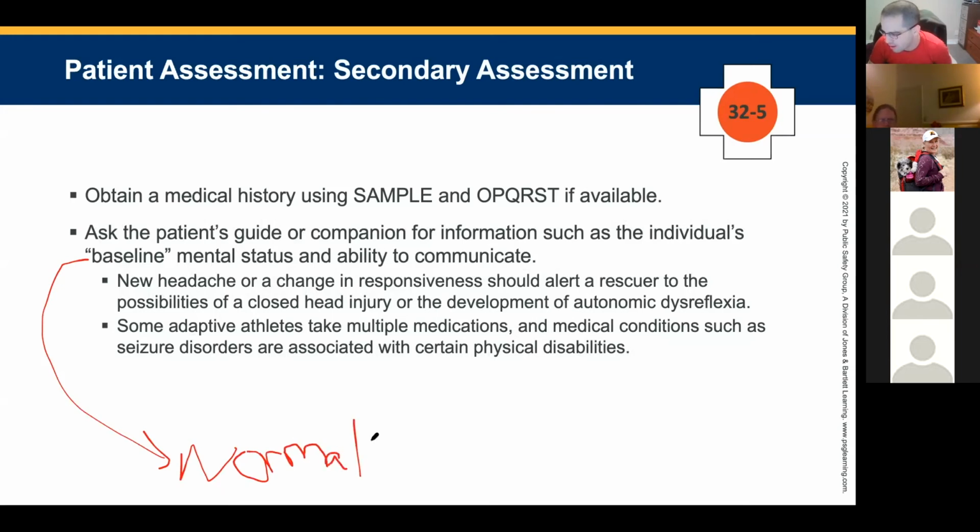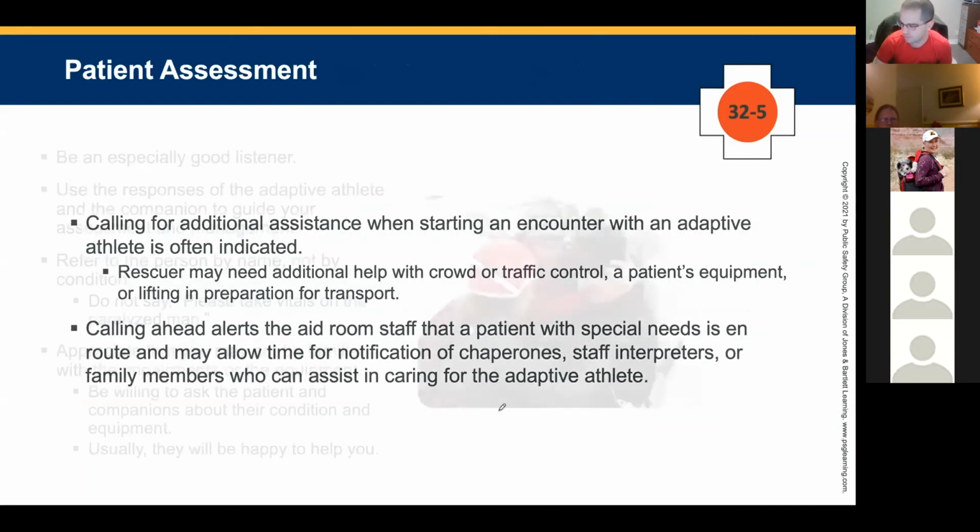So let's say that they're not normal right now, what question would we want to ask? Maybe do they feel different? So if they're not acting normal, we want to ask, when were they last seen normal? Right? And try to gauge how long it's been since they haven't been themselves. Okay.